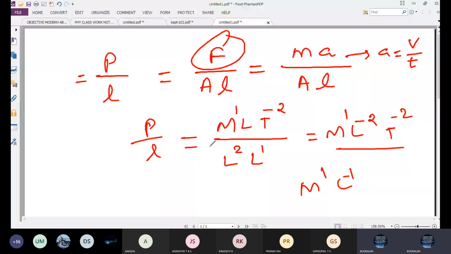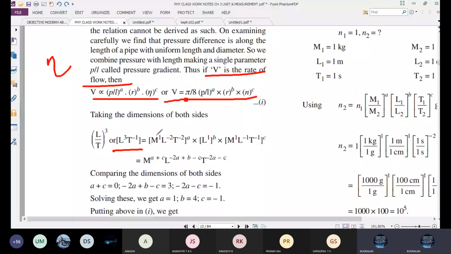Okay, so apply the values here, power a. Next, radius, the measurement of length, L power 1. Next, eta formula, you refer in the material: M power 1, L power minus 1, T power minus 1. This is a constant dimension formula. M power 1, L power minus 1, T power minus 1, power c. Next, balance the powers alone.